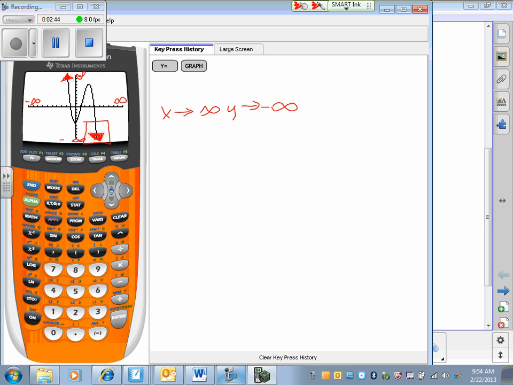Okay. How about this one? So as x approaches negative infinity, y is positive infinity. Do you see that? Okay? So that's how you do the end behavior. Okay, so you getting this? Yeah. Okay, so that's what we were looking for on that problem.